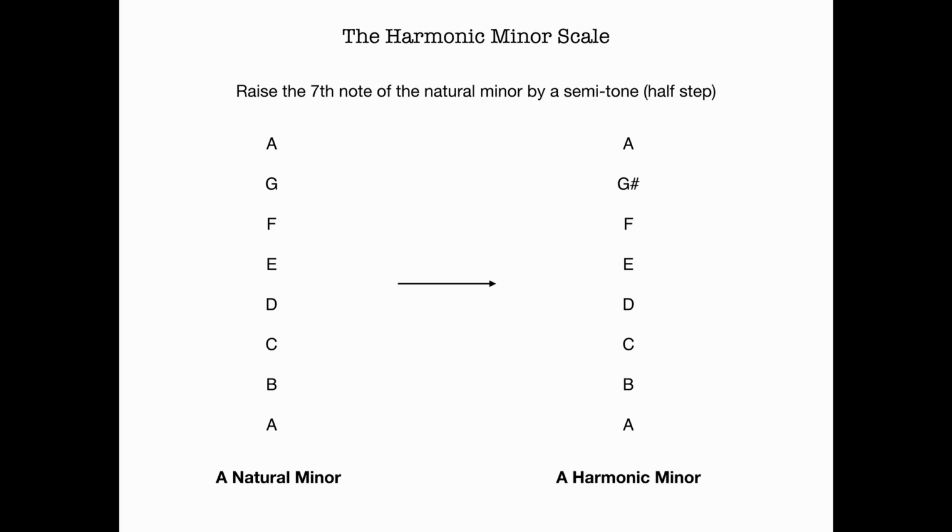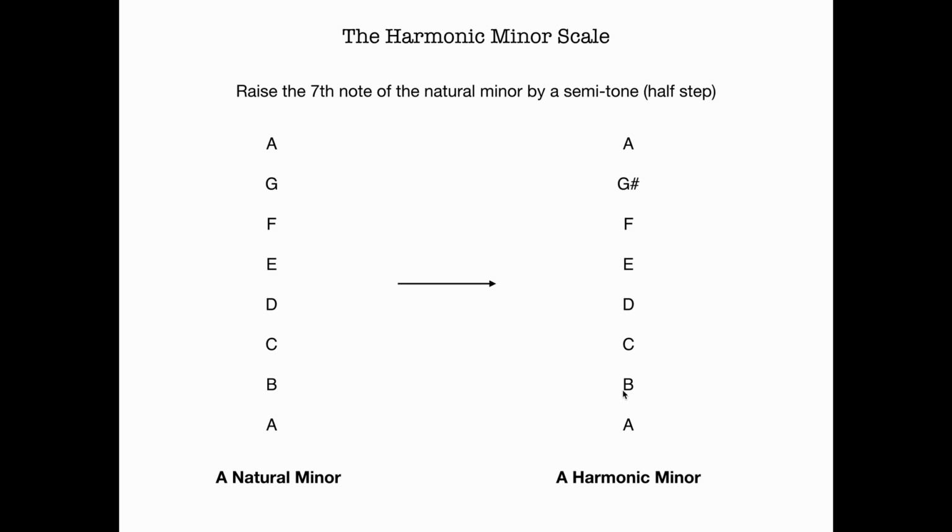Now, how to make the harmonic minor scale. It is quite simple. After finding the natural minor, either by using the intervallic pattern in the previous slide or by using our knowledge of the key, the number of sharps and flats in its relative major, we can then make it into the harmonic scale by raising the 7th note of the natural minor by a semitone or half step.